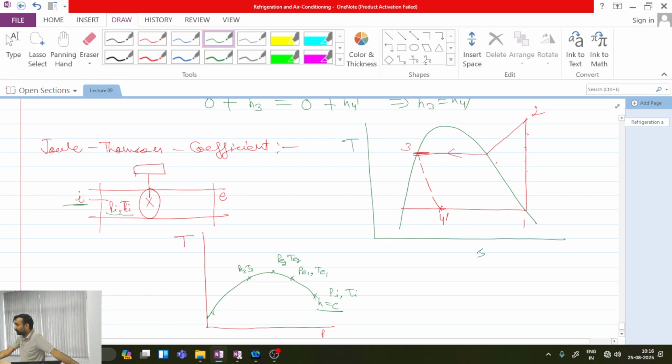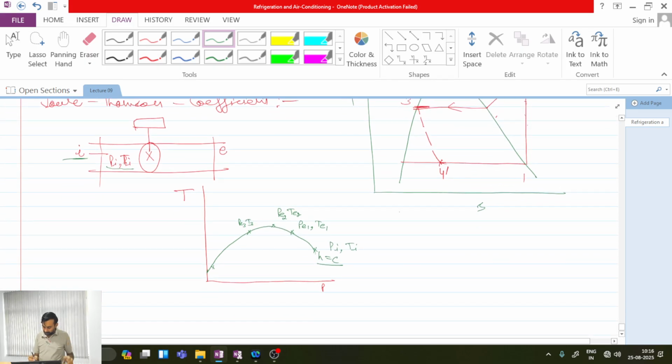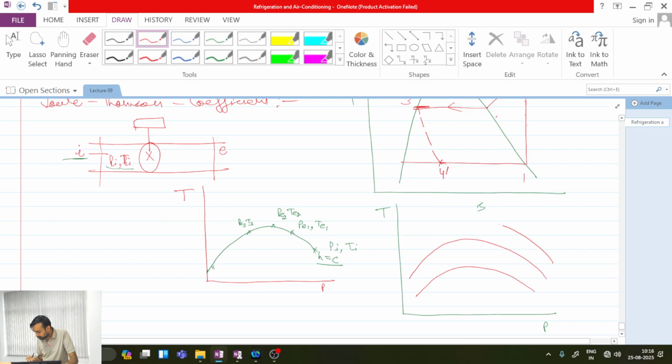Is this point clear? So typically during a throttling process on temperature pressure diagram, constant enthalpy lines look something like this. Okay, say this is H1 enthalpy, H2 enthalpy, H3 or H4. Is this point clear?